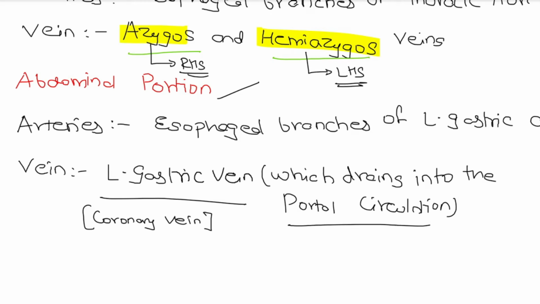Now the left gastric vein is sometimes also referred to as the coronary vein, which is a small vein draining into the portal circulation. Now, the portal circulation is made up of the main branches, which are the superior mesenteric vein and the splenic vein, whereas along with it we have the short branches also draining into it, which are the inferior mesenteric vein and the left and right gastric veins. So, these are the important structures which are involved in the formation of the portal circulation.